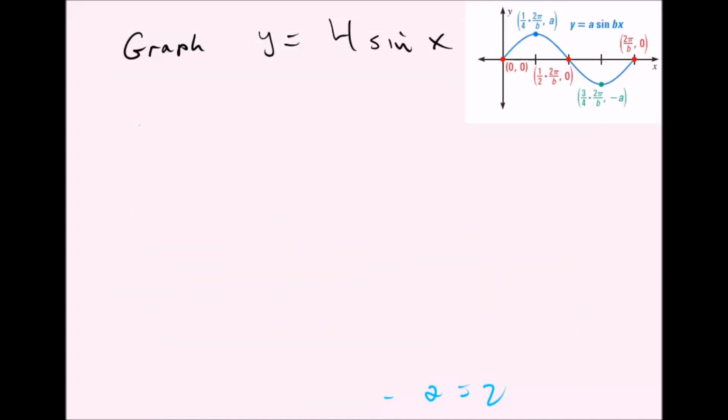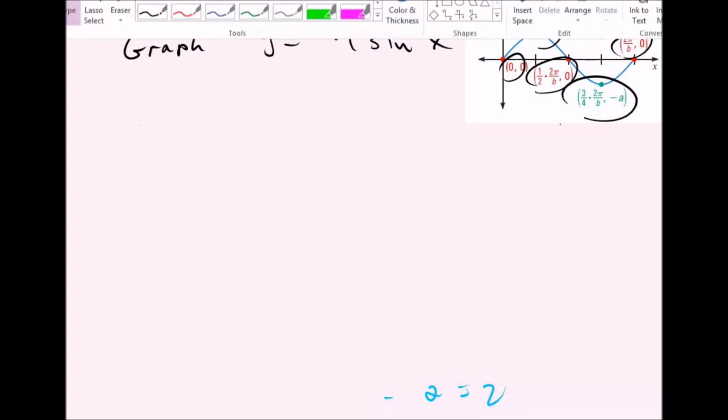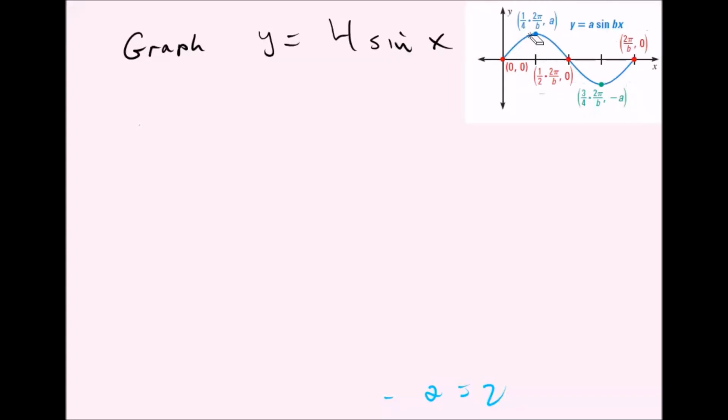In order to graph any sine function, so that's a sine bx, like we have here, you need to find these 5 key points, and that'll help you graph each one. So for a sine function, you graph 3 x-intercepts, you graph the maximum value, and you graph a minimum value. So 3 x-intercepts, 1 max, and 1 min. And you're just going to use the formulas that it tells you here.